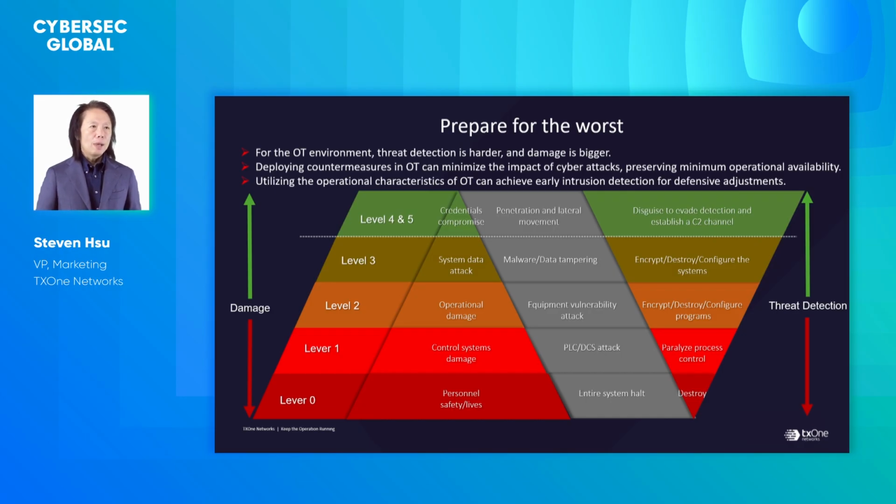One thing I would recommend everybody consider is to utilize the operational characteristics of the OT environment. Compared with IT systems, OT systems are usually single purpose, and IT systems are usually multi-purpose. So you can consider using machine learning mechanisms to increase threat detection. Also, it allows you to do abnormal behavior warnings. So create a safety net for your corporate or even for critical infrastructure.